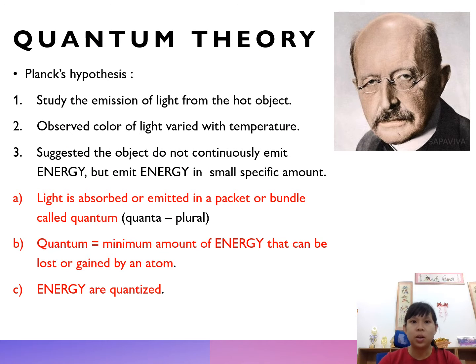Before we start with the quantum of energy, we will go through the quantum theory. What Max Planck found, when he studied the emission of light from a hot object, is that the color of light actually varies with temperature. From that, he suggested that the object does not continuously emit energy. Instead, it emits energy in small packets, or we say in small specific amounts.